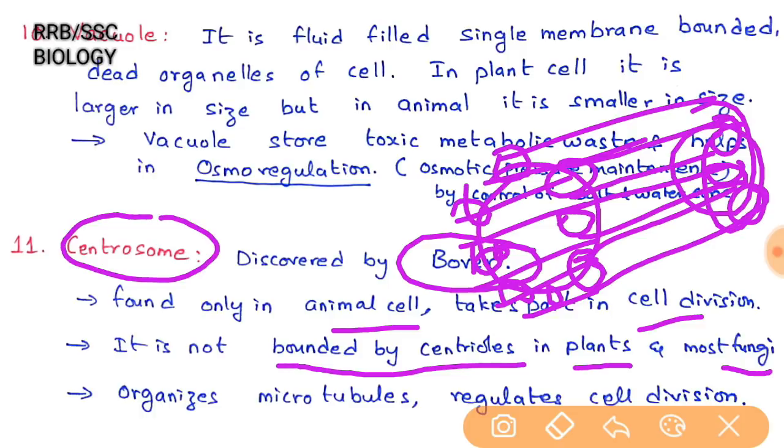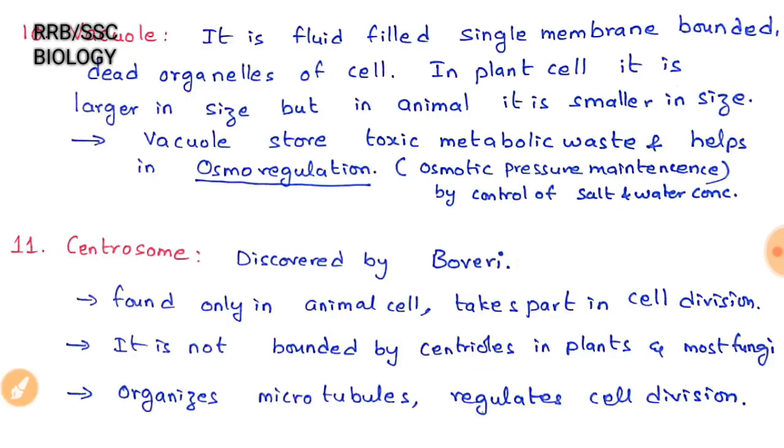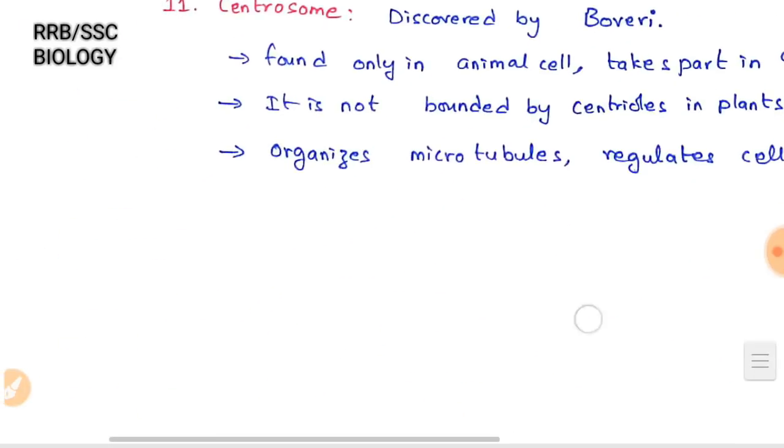But in plant cells and most fungi, this binding will not be seen. If it is bound, it is called centrioles. Okay friends, and the single part is called the centrosome. This binding is not seen in plants and most fungi, friends. Okay, it organizes microtubules and regulates cell division, friends.